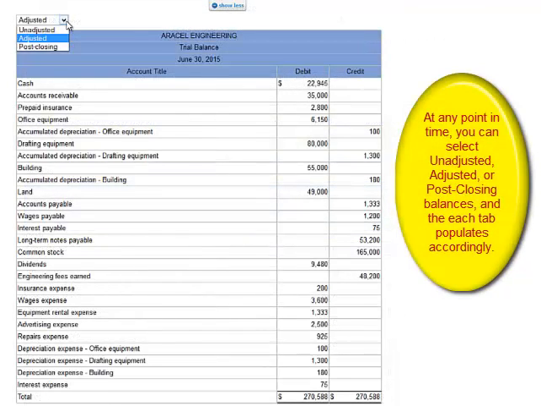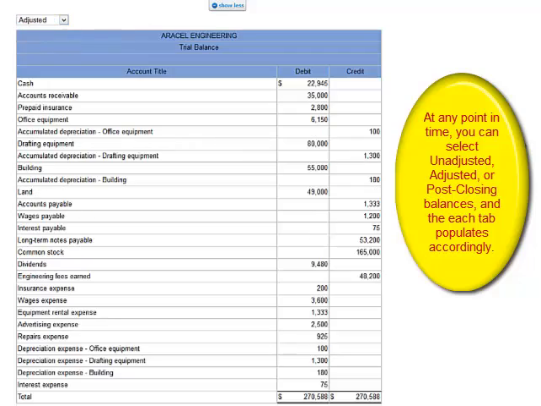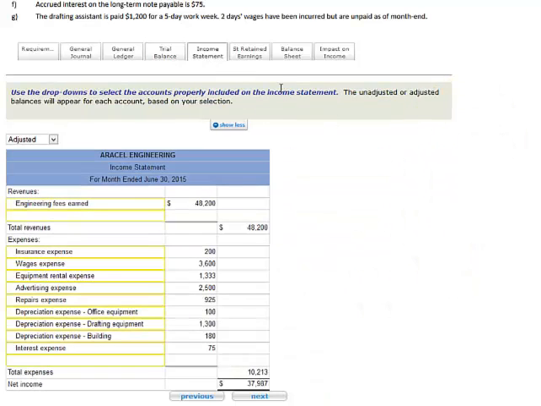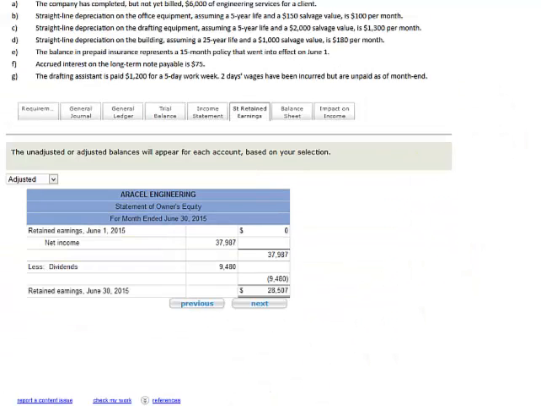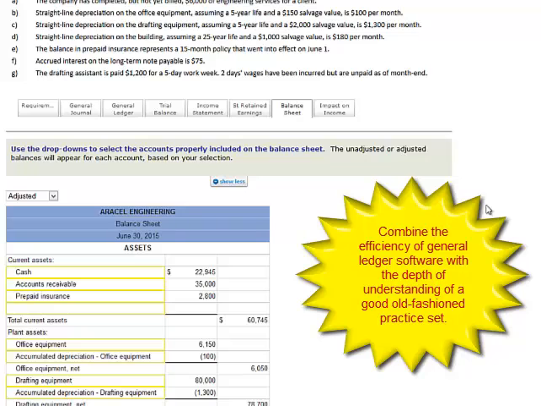Once adjusting entries and closing entries are introduced, the student is able to populate the financials using either the unadjusted, adjusted, or post-closing balances. These auto-graded General Ledger questions will serve as an effective demonstration tool in the classroom and a powerful learning tool for students. They combine the efficiency of General Ledger software with the depth of understanding of a good old-fashioned practice set.